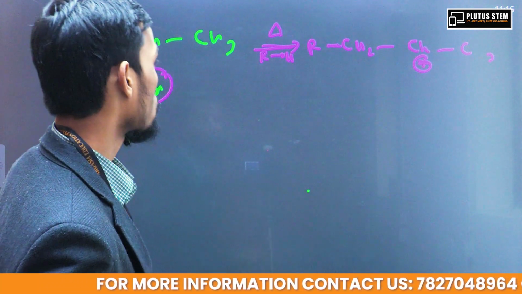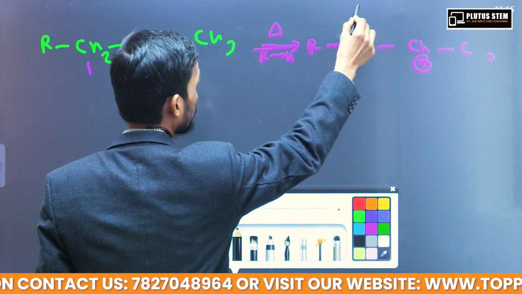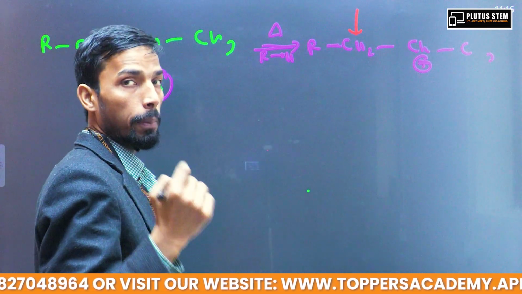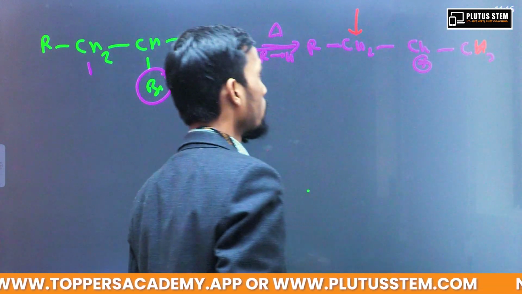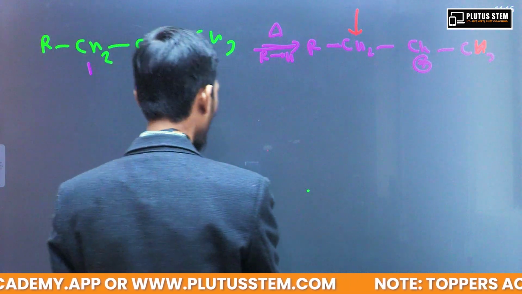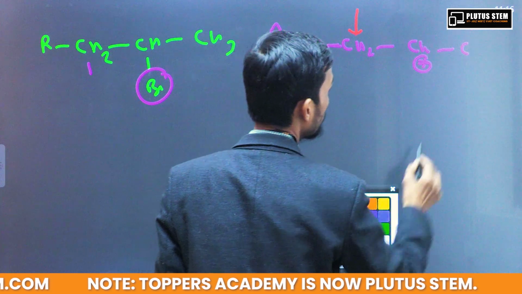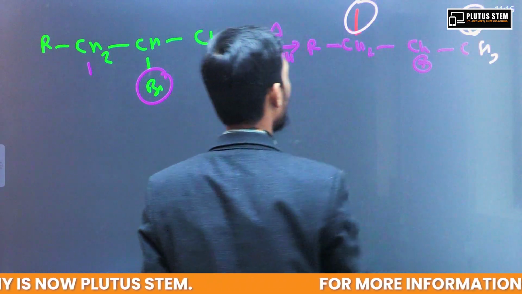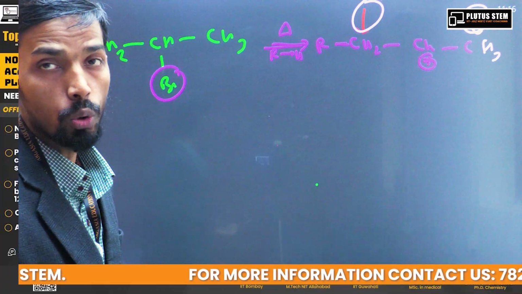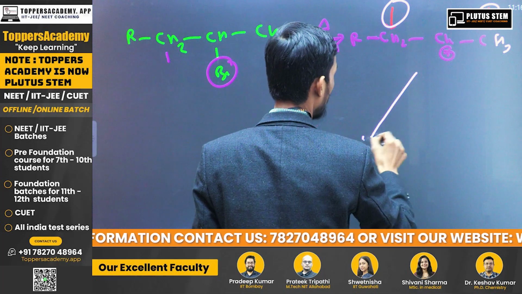So after that, what happens over here? This base will take the proton from two sides. Earlier we were having only one possibility. Now we are having two possibilities. So in these two possibilities, what is going to happen over here? From these two possibilities at the beta position, the product will be of two types.